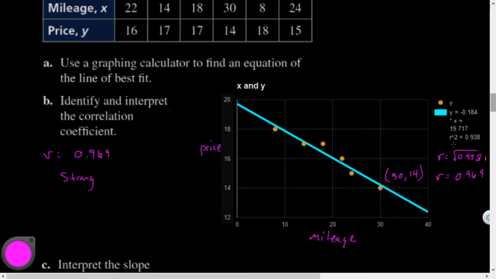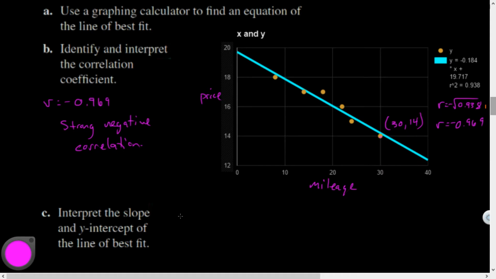Oh, I gotta be careful. This was R squared. So when I square root, I think I'm interested in the negative because the slope was negative. So R would have been that one. So there's a strong negative correlation. All right, strong negative correlation.